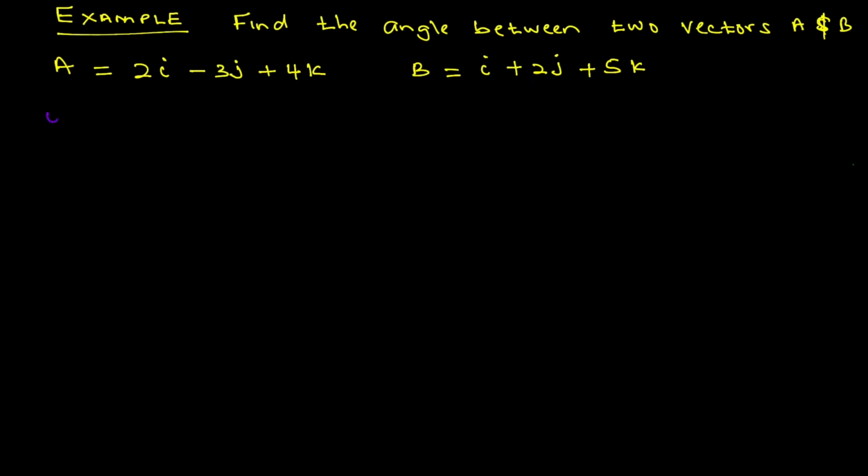If you're using the scalar product, which is the dot product, in this case it's going to be A dot B. That means A dot B equals modulus of A times modulus of B times cos of the angle between them, which is theta.